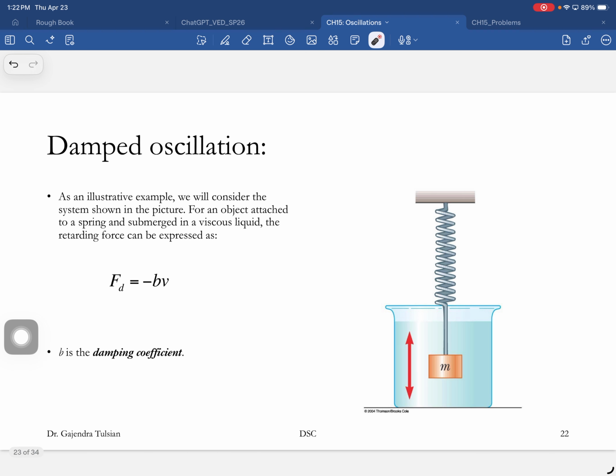So the damping force is proportional to the velocity. And the negative sign tells you that if the velocity is in this direction, the friction force is in the opposite direction. And if it's moving in that direction, the damping force is in this direction. That makes sense. You've experienced this when flying through air: the drag force is always in the opposite direction.